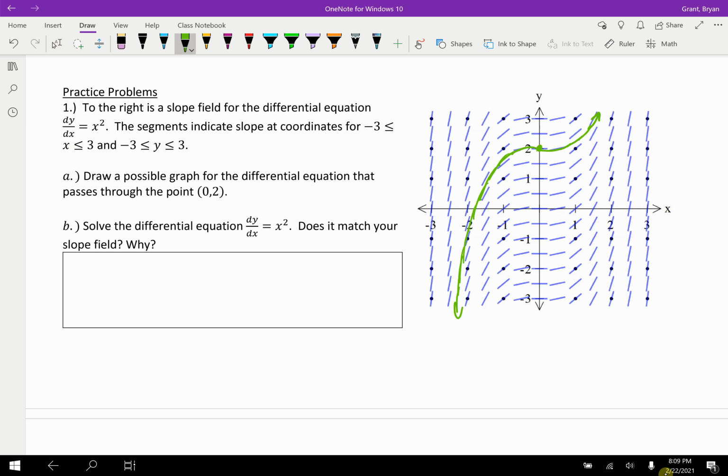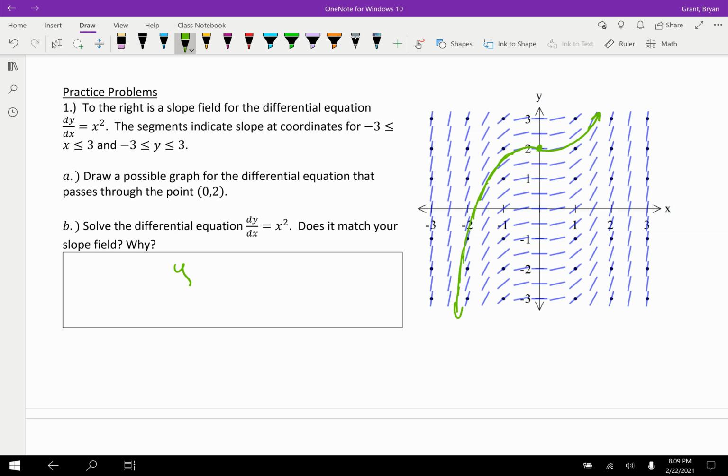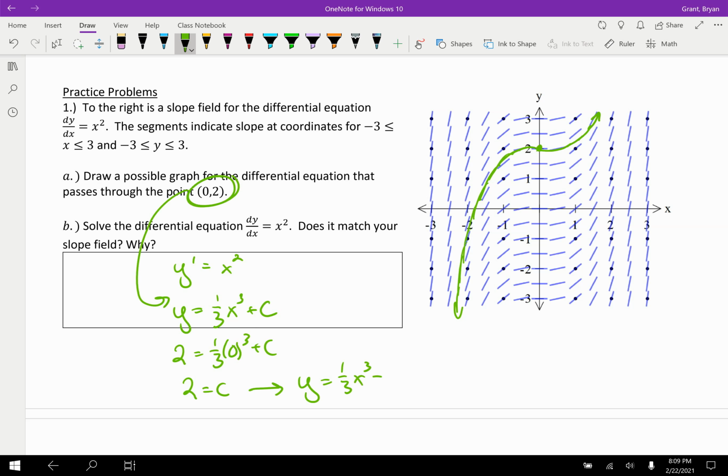So it looks to me like this is kind of like an x cubed graph, and that shouldn't surprise you too much, because if you go backwards from y prime equals x squared, antiderivative, add 1 to the power, you get 1/3 x cubed plus c, right? I think that does match our slope field. In fact, we could even go a step further and say, hey, we have the initial condition. We know y is 2. We know x is 0. And so 2 equals c, which tells us that y equals 1/3 x cubed plus 2 is the exact equation of the solution to this differential equation, which passes through 0, 2. And that's really about it.